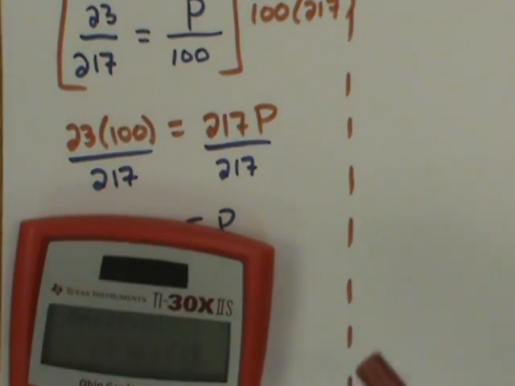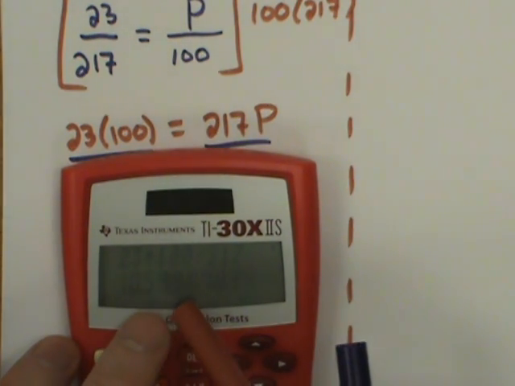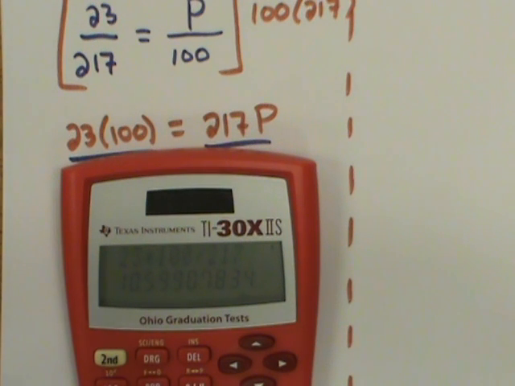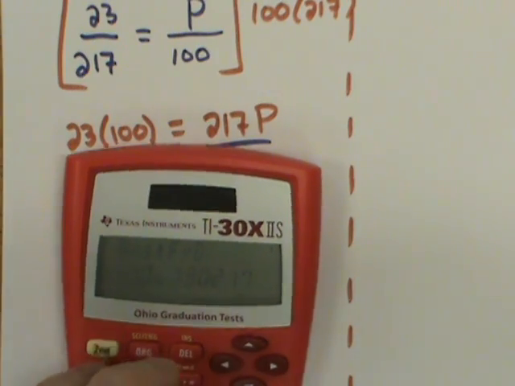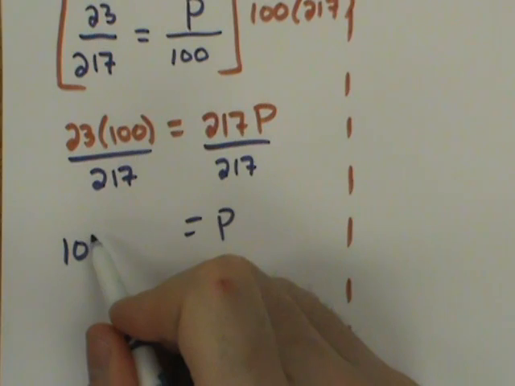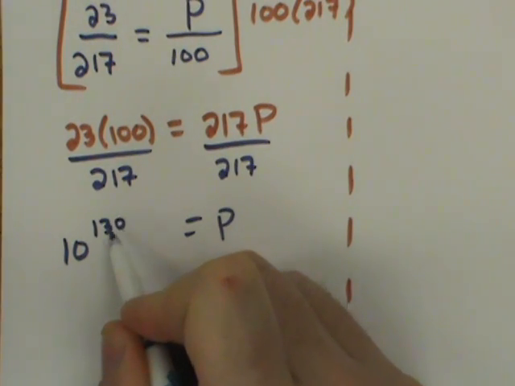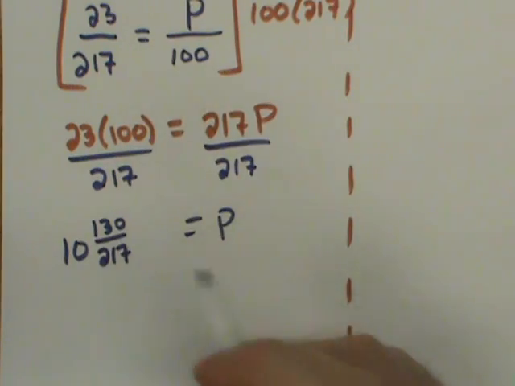I pull up the calculator here again. I'm going to say 23 times 100 divided by 217. Now my answer says 10.599. If I want an exact answer, I'll turn that into a fraction. I'll go second, F to D, and it says 10 and 130 over 217. I told you before we're going to get strange answers, you need to get used to it.